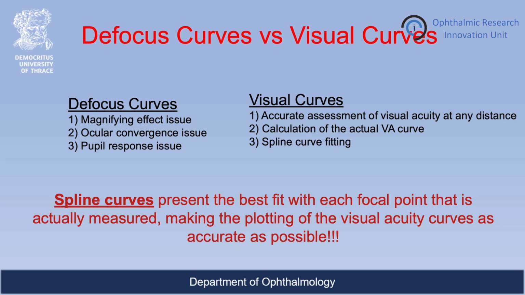On the other hand, DART innovative features, such as the computer vision-based calculation of the distance between the patient and the screen, the automatic adjustment of the symbol size, and the automatic calculation of all visual acuity indexes, allow the accurate assessment of the visual acuity at any distance, and the calculation of the actual visual acuity curve in a similar way to the defocus curves, but without the drawbacks of the latter. Especially the use of spline curves, which present the best fit with each focal point that is actually measured, makes the plotting of the visual acuity curves as accurate as possible.